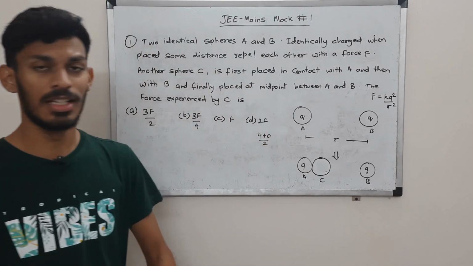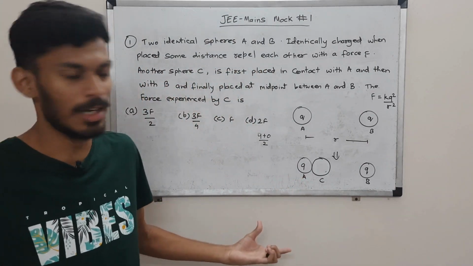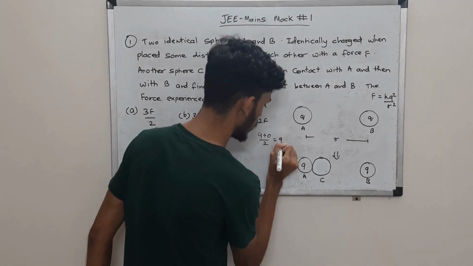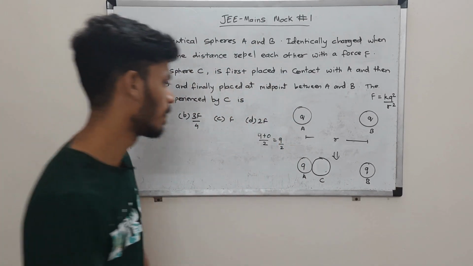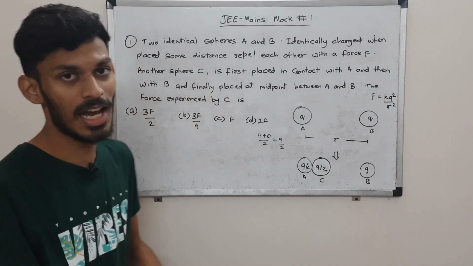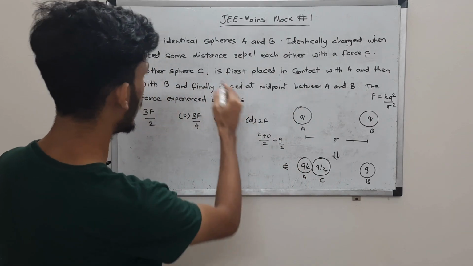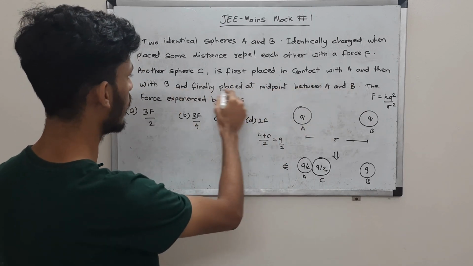Since they are identical, the charge will basically be shared. Each one of them will get a charge of q by 2 and q by 2. That's how the potential will become the same for both of them. Since they are identical, the maths is simple. Now next we are going to bring the sphere C in contact with B.